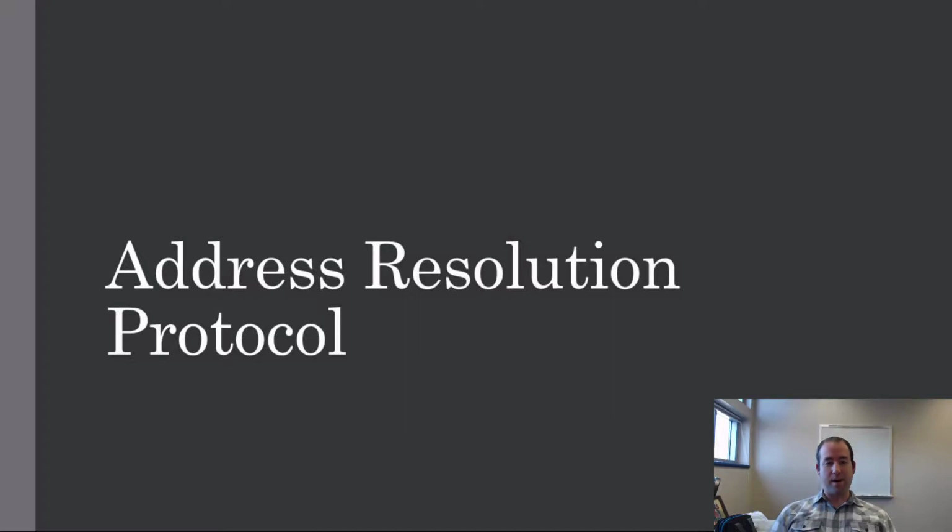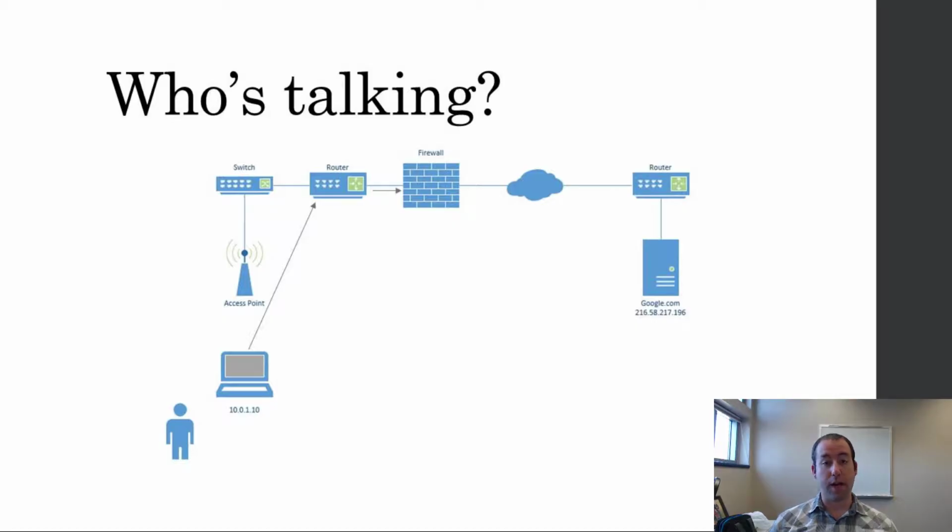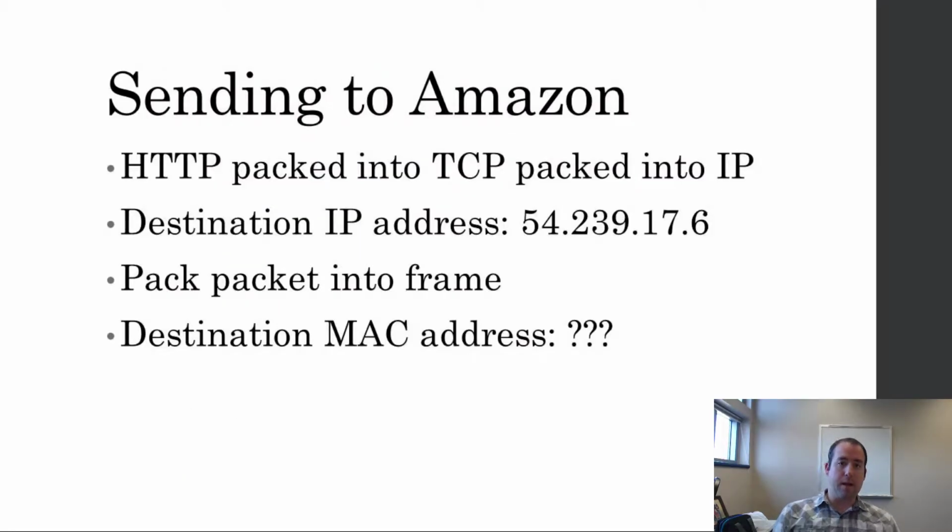All right, let's talk about the address resolution protocol. So again, we're still at the data link layer. The address resolution protocol is still handling communications directly between devices, meaning it's helping you get messages from you to your router so that your router can get the message outside of your network.